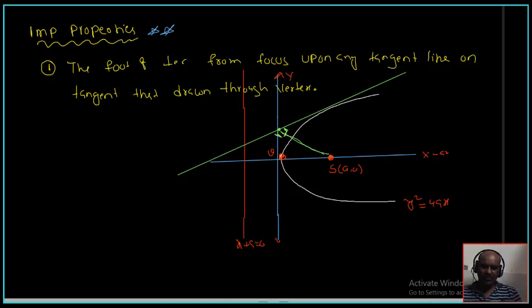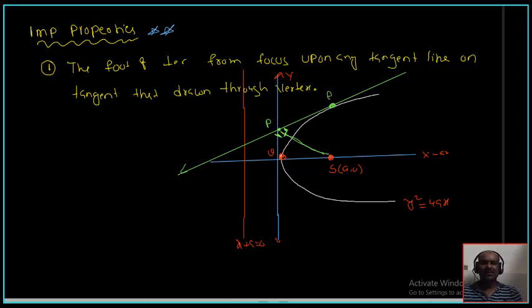We will prove that the point of intersection of any tangent and the tangent drawn through the vertex, when joined to the focus, gives a line segment perpendicular to the tangent. That is not a big problem. I will prove it. Say this is a point P. Now I want to prove that SP is perpendicular to this tangent. Let this be one of the points on the tangent, say A.